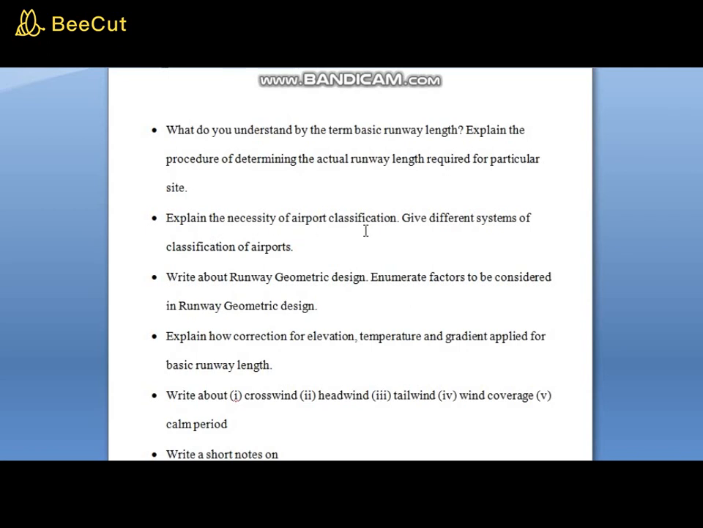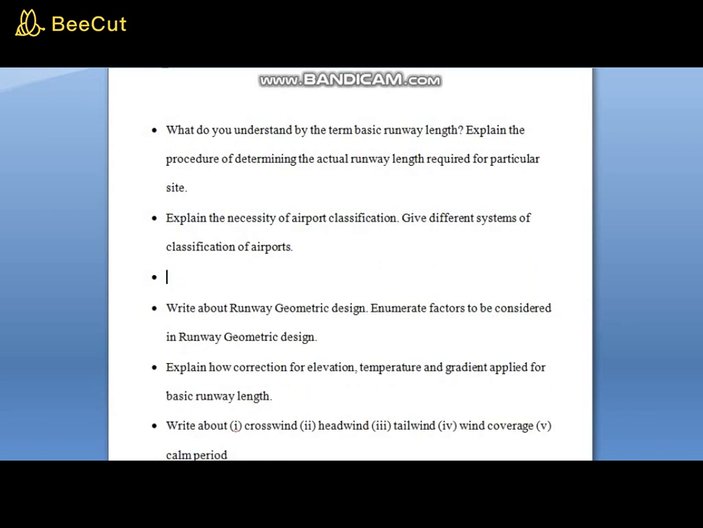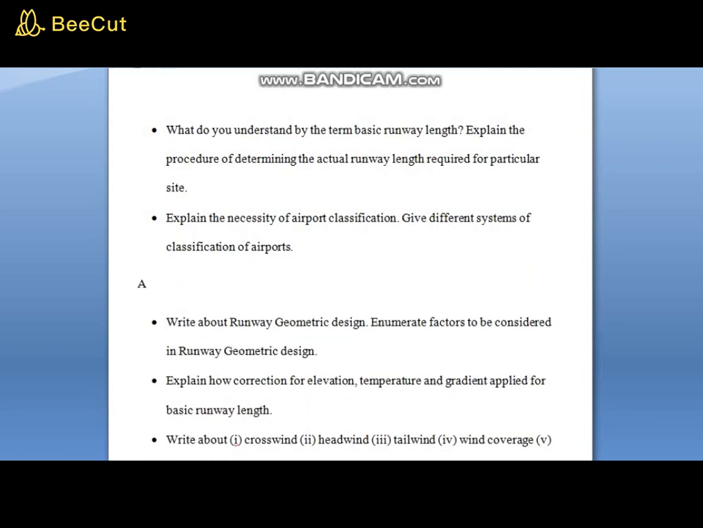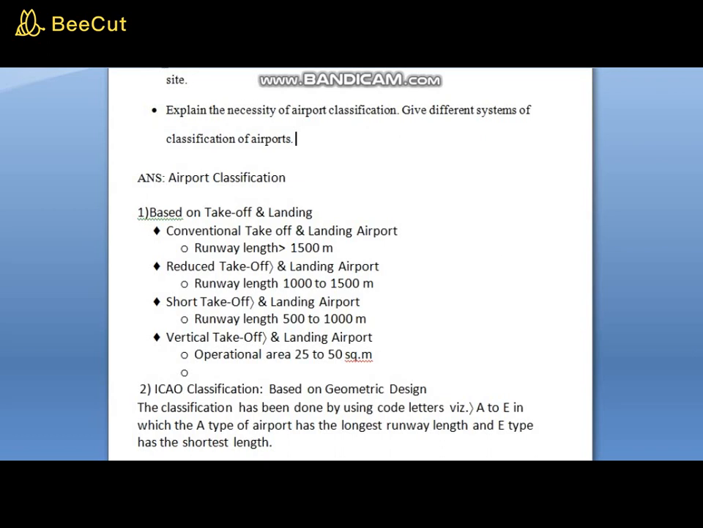Explain the necessity of airport classification. Give different systems of classification of airport. We will first look into this answer.